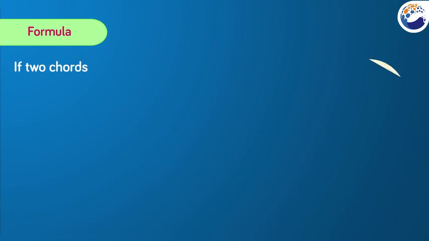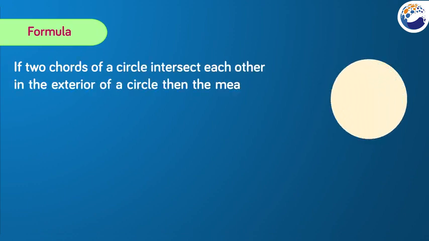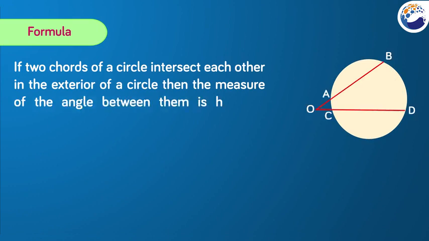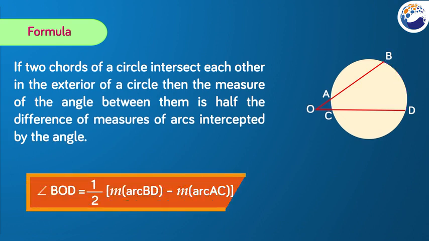Formula. If two chords of a circle intersect each other in the exterior of a circle, then the measure of the angle between them is half the difference of the measures of the arcs intercepted by the angle. Angle BOD is equal to half of the measure of arc BD minus the measure of arc AC.